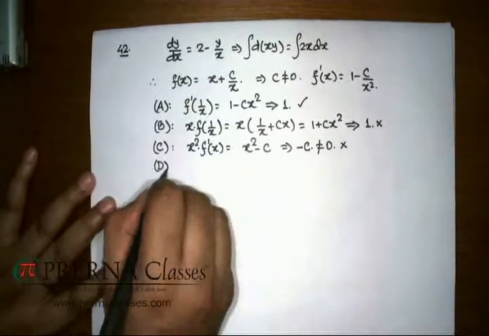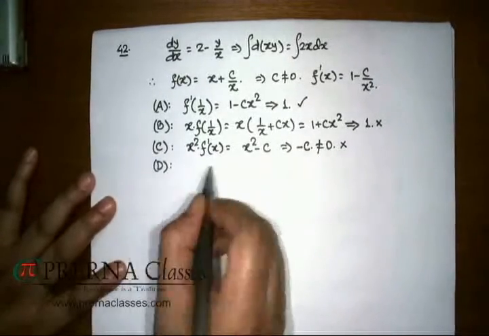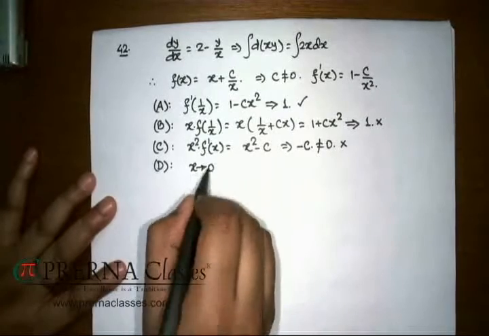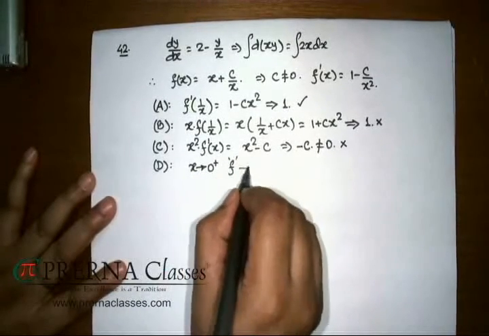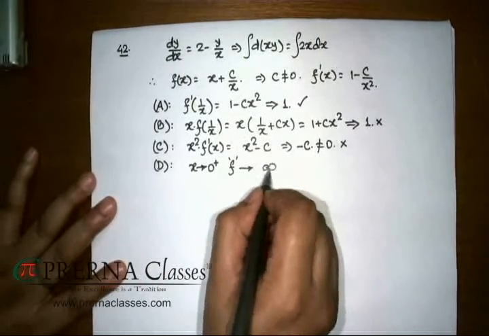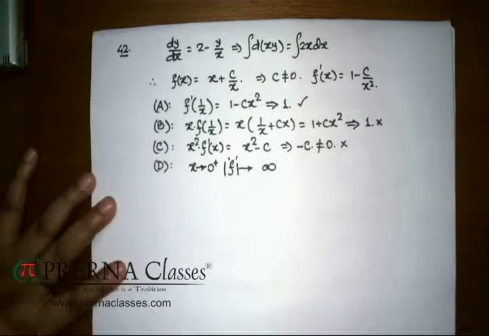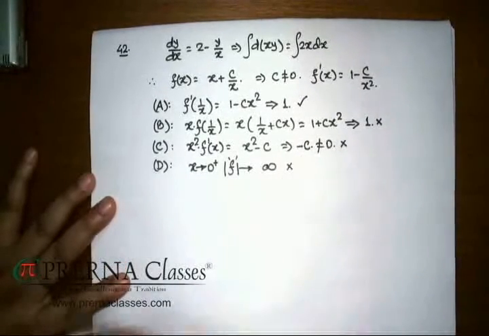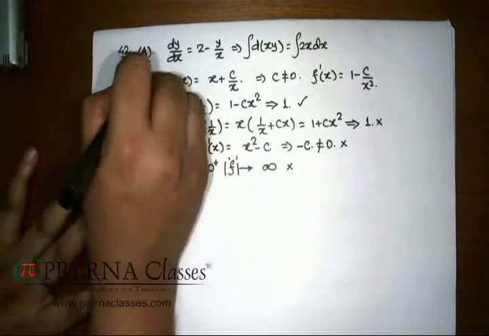And in option D, it's being told that the function is bounded and ranging from minus 2 to 2, which is clearly not correct. As you can check, if x approaches 0 plus, f is necessarily going to approach infinity in magnitude, depending on the sign of c. So clearly that is an unbounded function, so D is also incorrect. We have only one option correct in this set then, as option A.